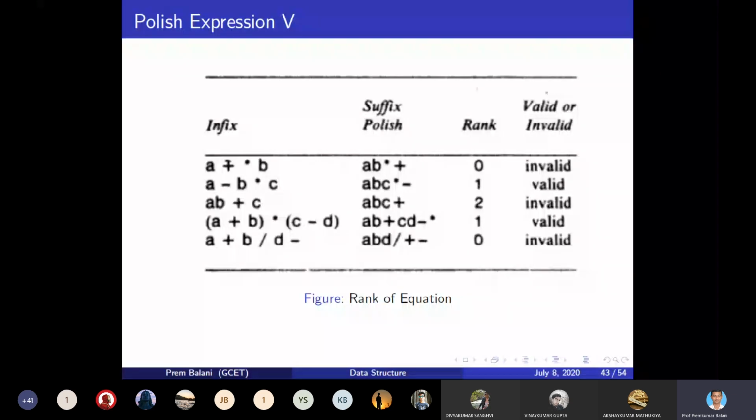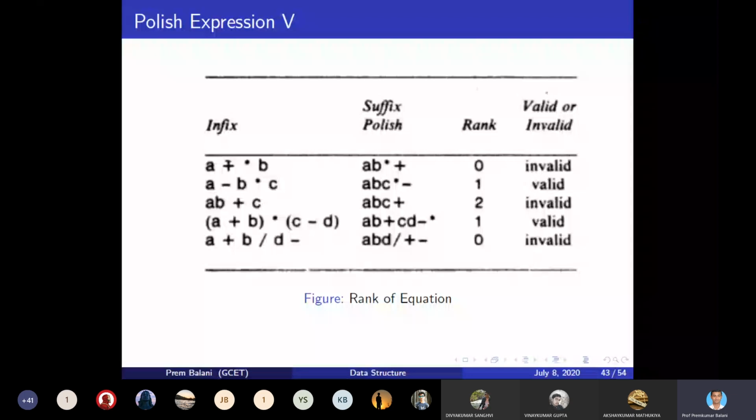So here I will start from the left. The first character is an operand, so I will add 1 to the rank. Then there is a plus, so I will subtract 1, it becomes 0. Then again a multiplication symbol is there, that is also an operator, so again I will subtract 1 from the rank, and finally at the last character I get the operand b, so I will add 1. So 1 minus 1 minus 1 plus 1 equals 0.